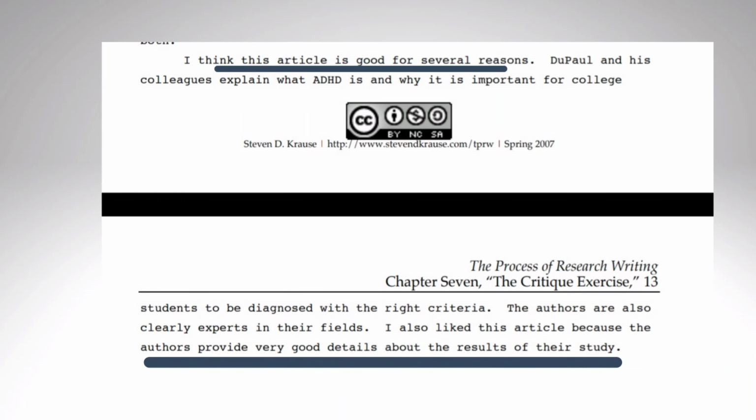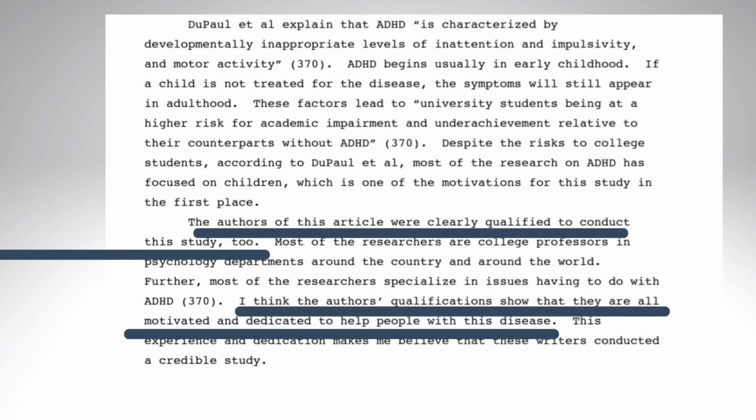In the fourth paragraph, she gave a positive evaluation by citing one of the strengths of the article, while the fifth paragraph contains the supporting details to back her initial assessment. In the next paragraphs, she once again gave positive feedback on the article together with evidence.